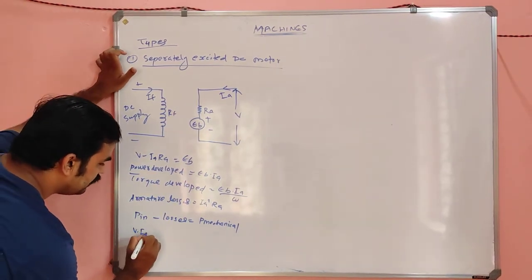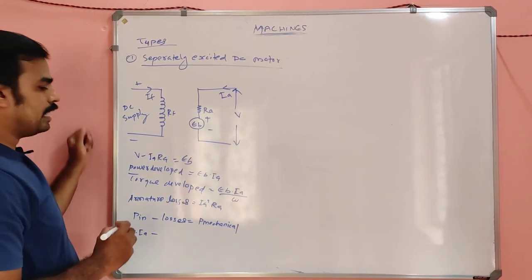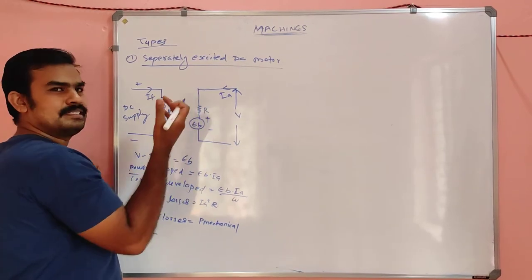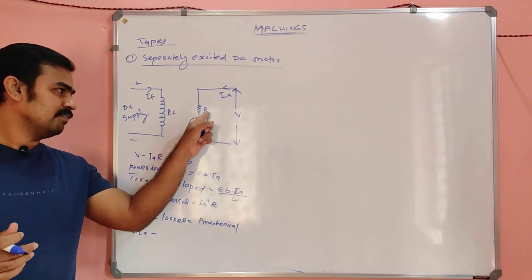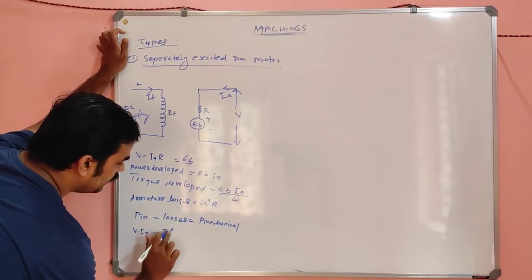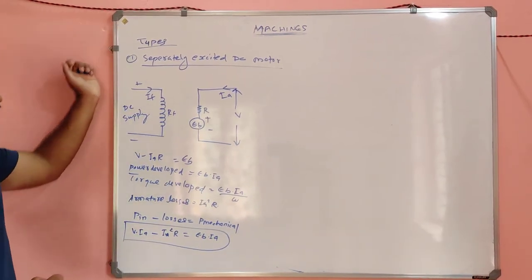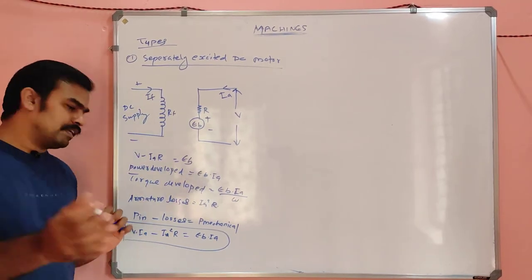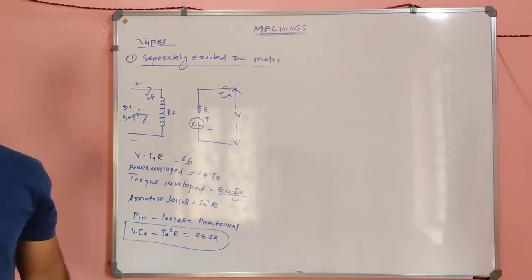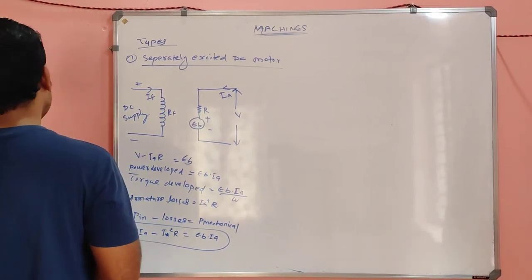So P input is nothing but V into IA, minus losses. Here there is only one loss, that is IA square RA. This RA you can simply write as R only, my dear, because it's a series machine, meaning there will be the series field winding plus the armature winding, so it is better to explain with R only. So V into IA minus losses, which is IA square into R, will be P mechanical, that is nothing but EB into IA. That's all. Just write the equation whenever necessary; in problems it's very useful. According to that you can rearrange the equation, you can play with the equation, that's all. Is it clear, my dears? So that is the separately excited DC motor.